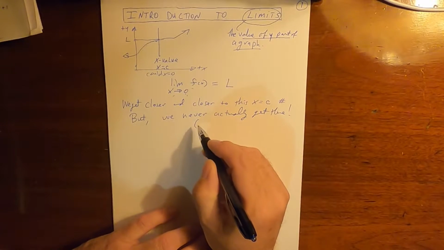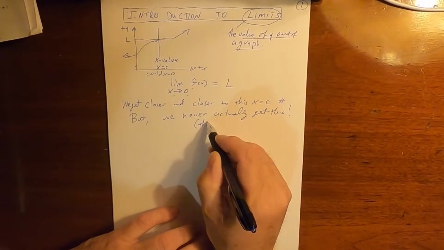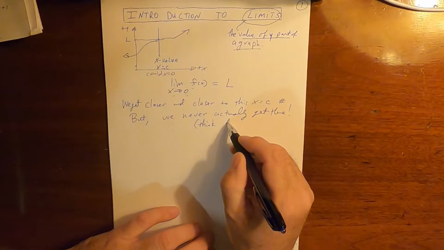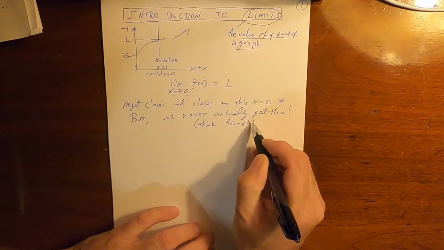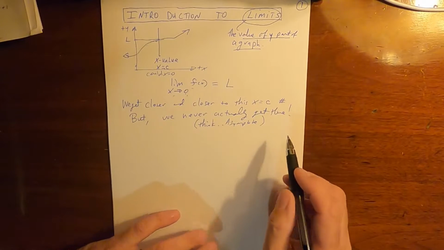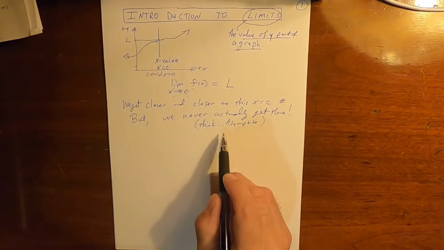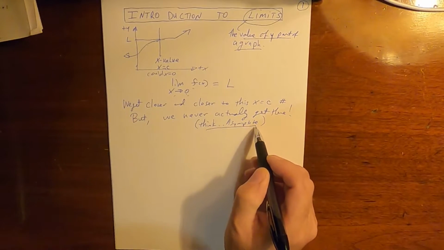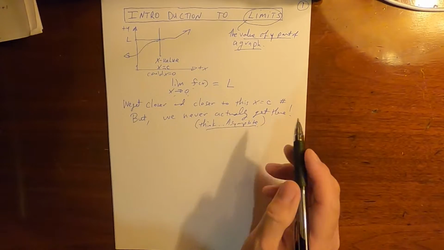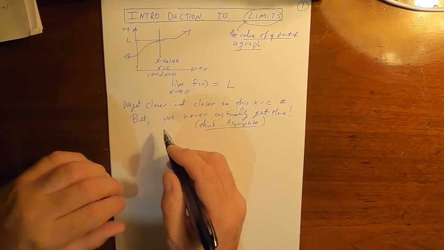Some people like to think of this as an asymptote. In other words, you get closer and closer to the asymptote, but you don't actually arrive there ever. So that could be one way of thinking of it.